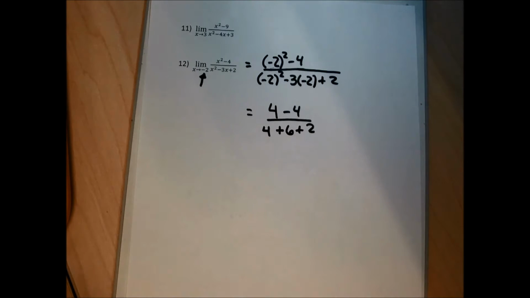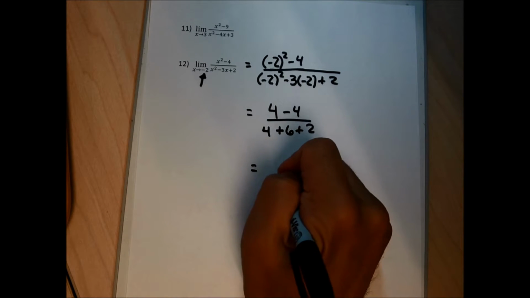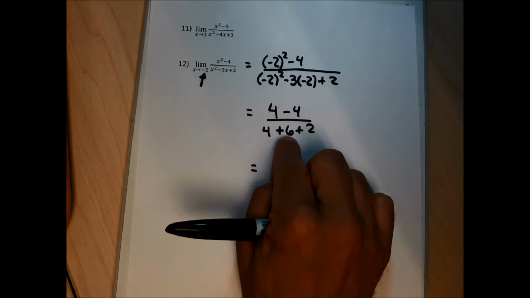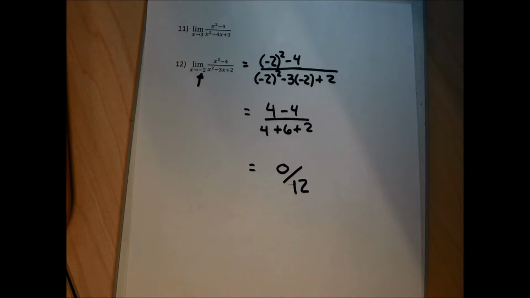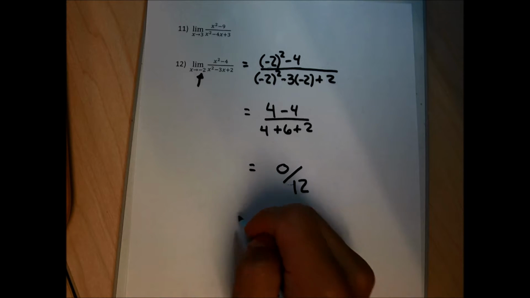That surprised me. So on my problem 12, I plugged in negative 2 for my x's. I got negative 2 squared minus 4 over negative 2 squared minus 3 times 2 plus 2. This is going to have a 0 in the numerator and 12 in the denominator. That's not a bad thing. Fractions that have a 0 in the numerator are completely fine as long as they don't have a 0 in the denominator. 0 over 12 is equal to 0, and that's what the answer to this is going to be.